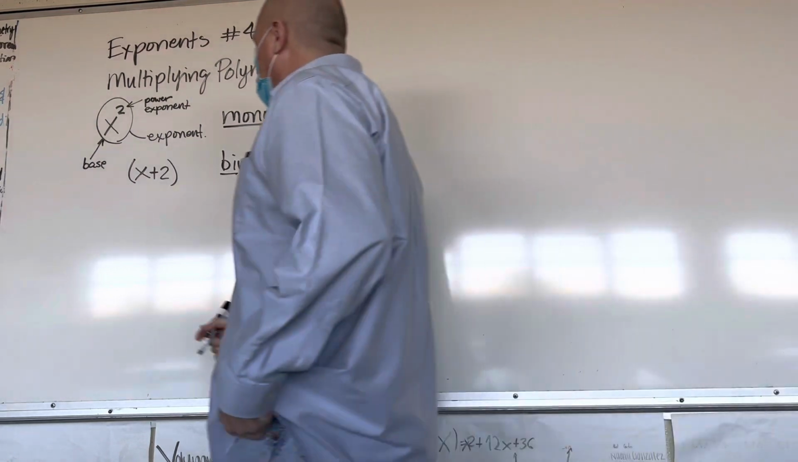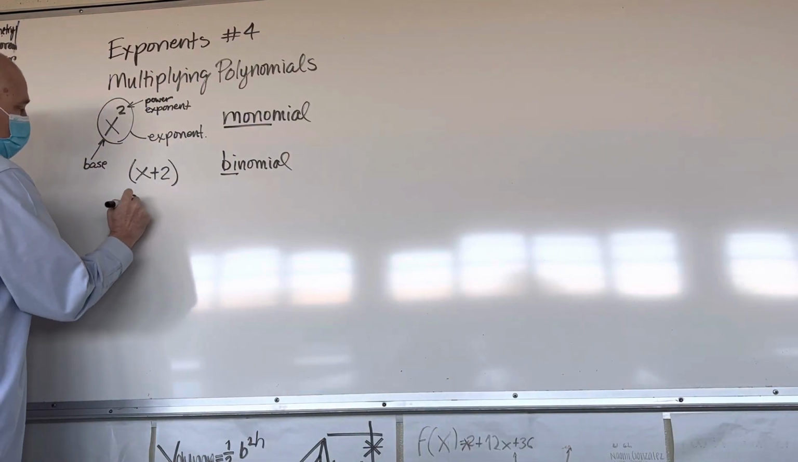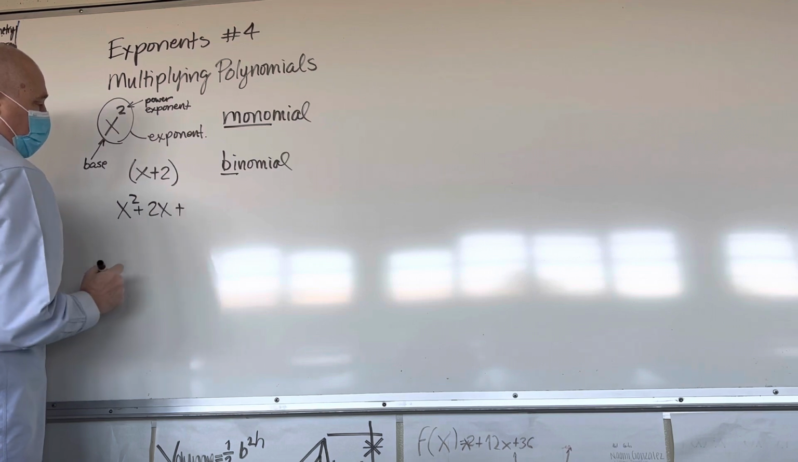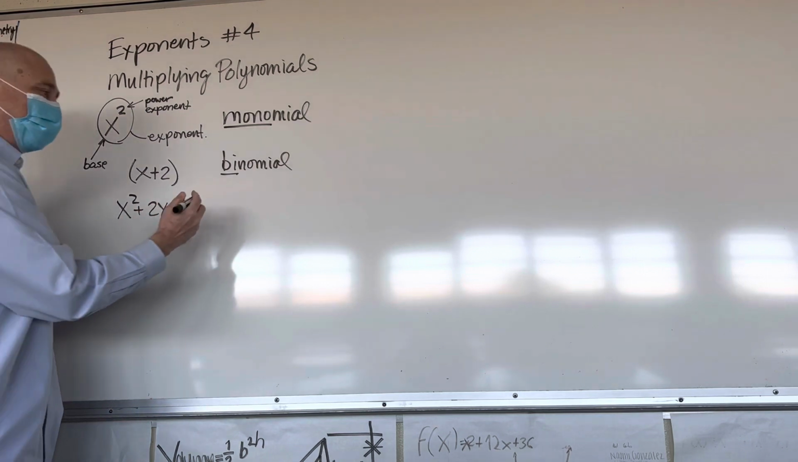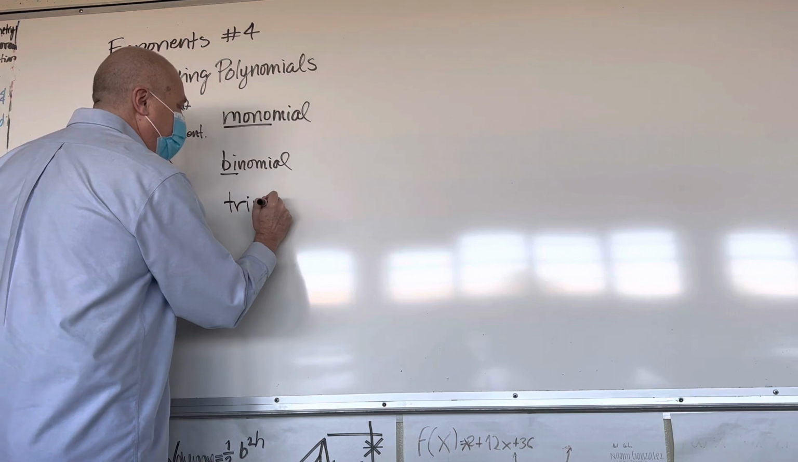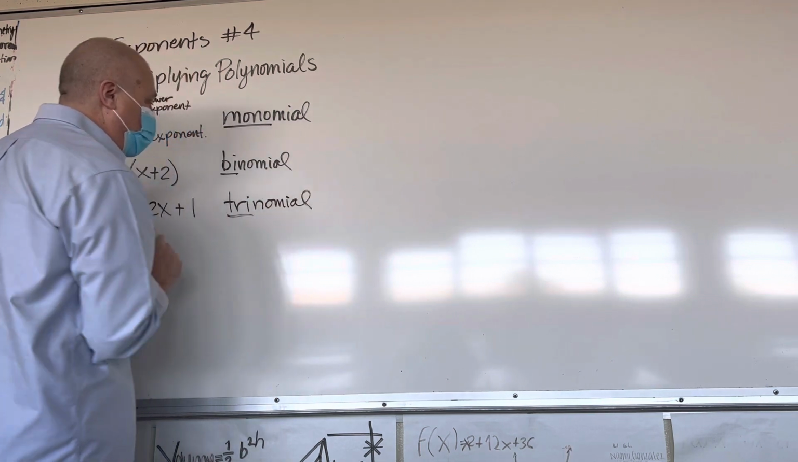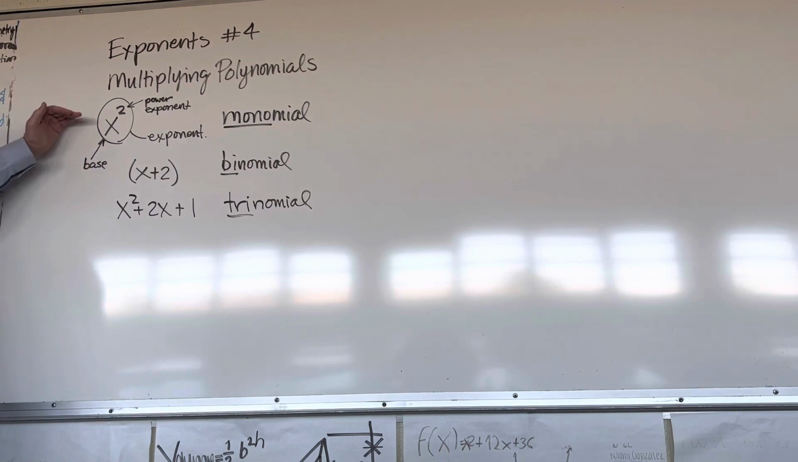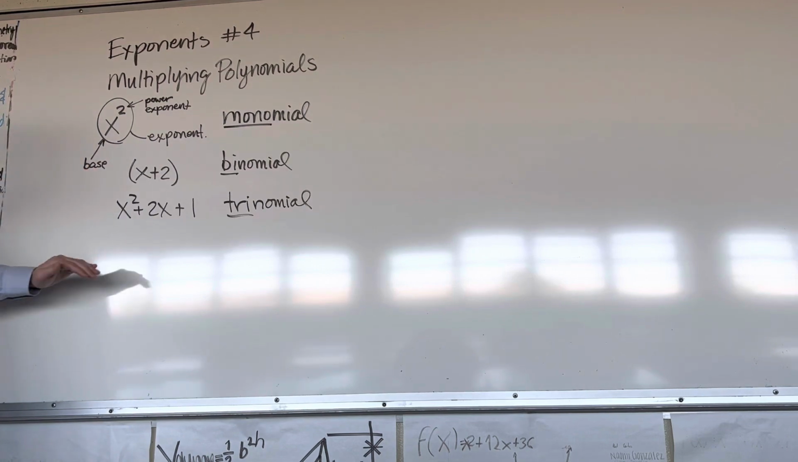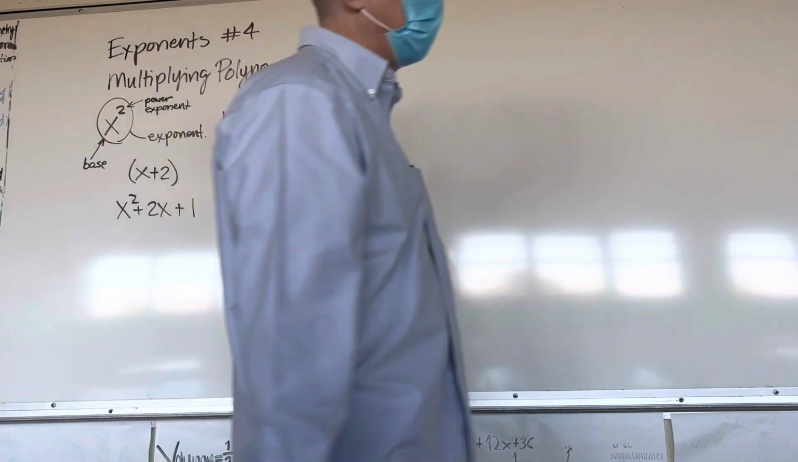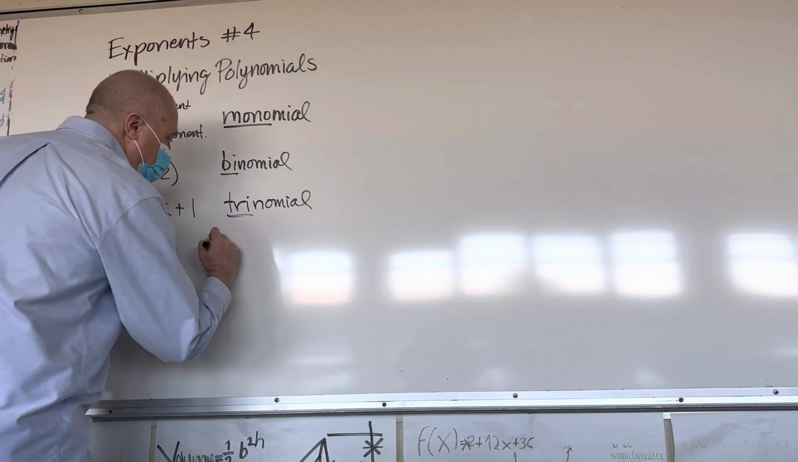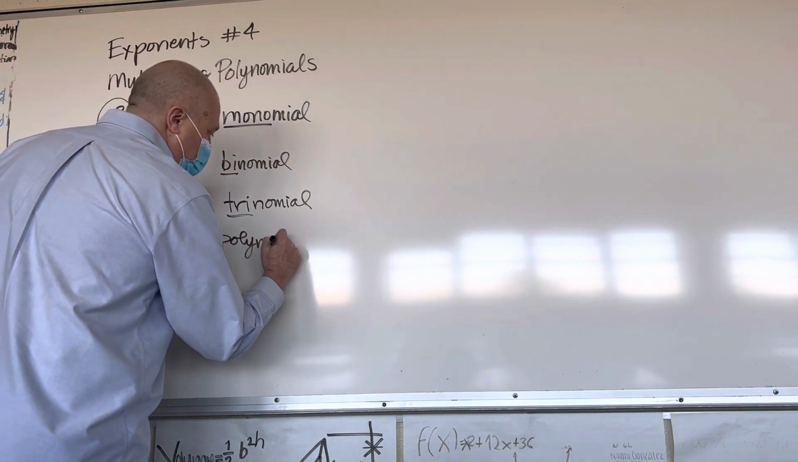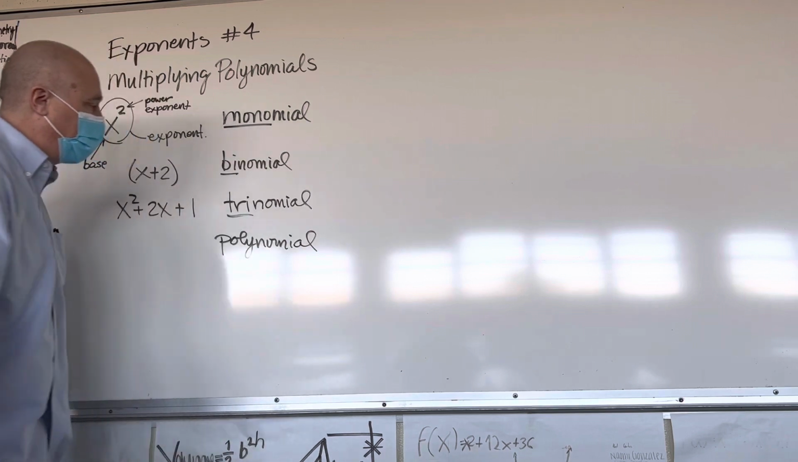Okay, and if you had 3 terms, let's say x squared plus 2x plus 1, how many terms? 3. And what might you call it? A trinomial. Now, what if you had more than one term, so you have 2 or 3 or 4 terms? What word could you use? Poly. Poly just means more than one, so if it's more than this, we'll call it a polynomial. That's your basic naming.